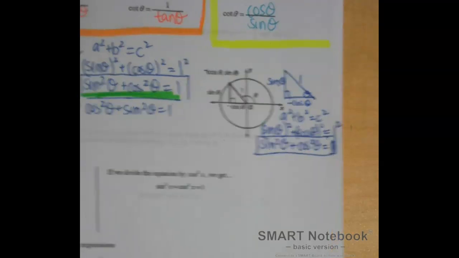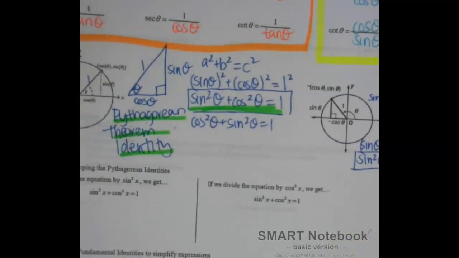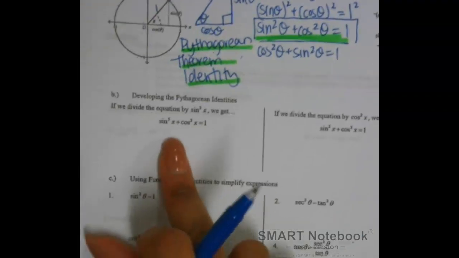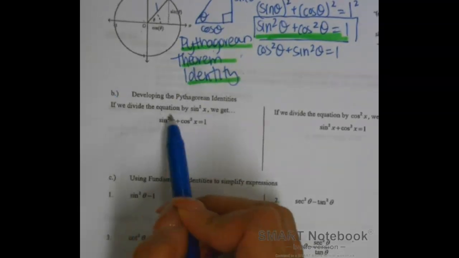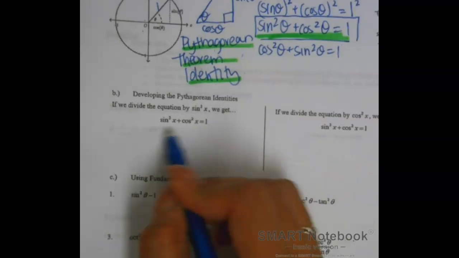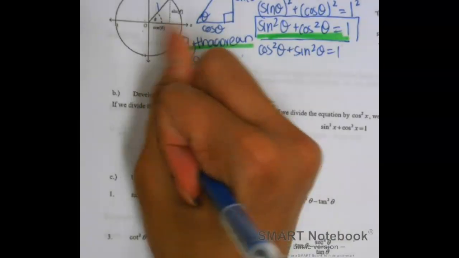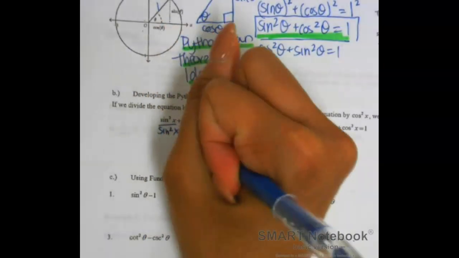Like I said, in green, this is the main Pythagorean theorem identity that you definitely want to memorize. There's technically 2 other ones. In part B, over here to the left, let's find the other Pythagorean identity. It says in the directions, if we divide the equation by sine squared x, we get blank. Well, let's take this equation, your Pythagorean identity, and let's divide it by sine squared x.